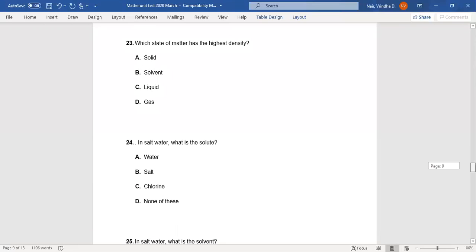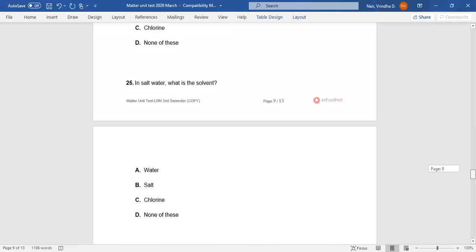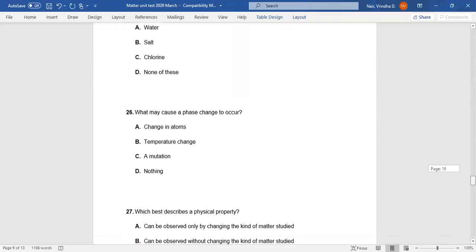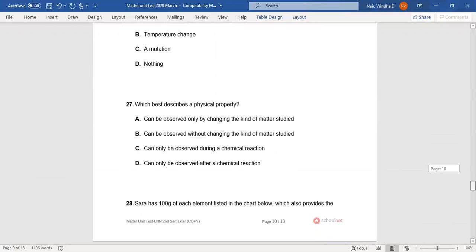In salt water, what is a solute? Is it water, salt, chlorine, or none of these? In salt water, which is a solvent? Water, salt, chlorine, or none of these? Which may cause a phase change to occur? Change in the atoms, change in temperature, a mutation, or nothing?